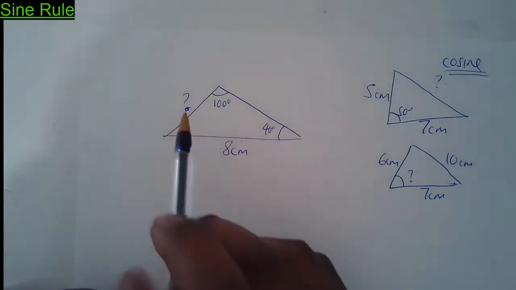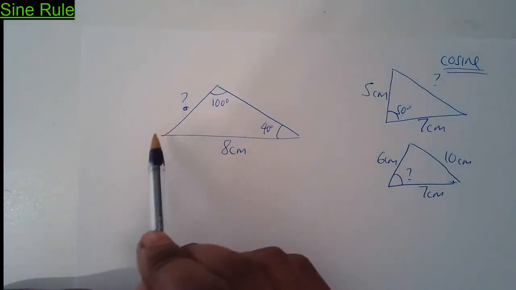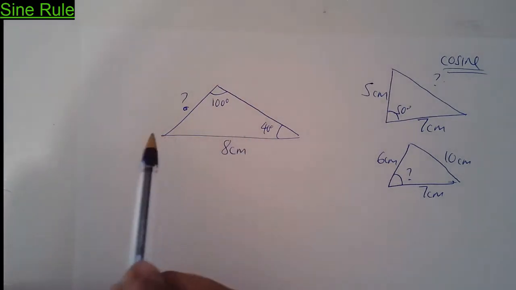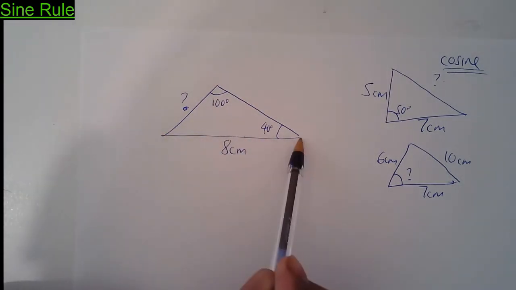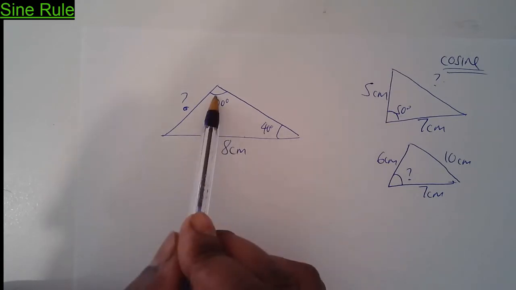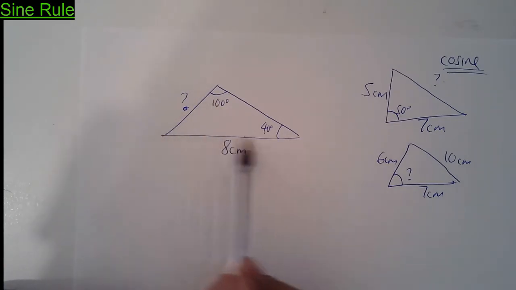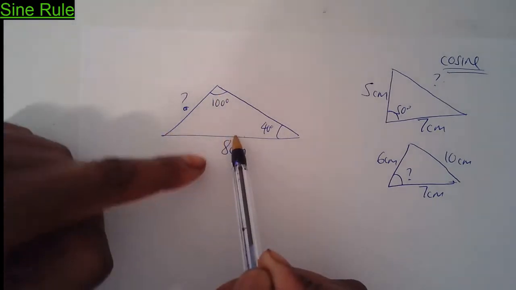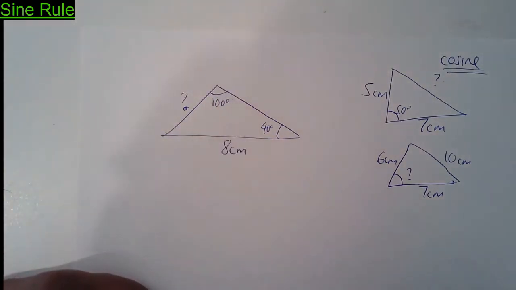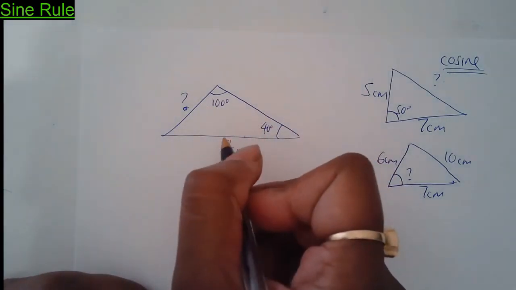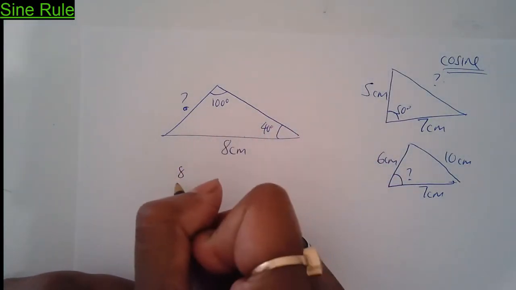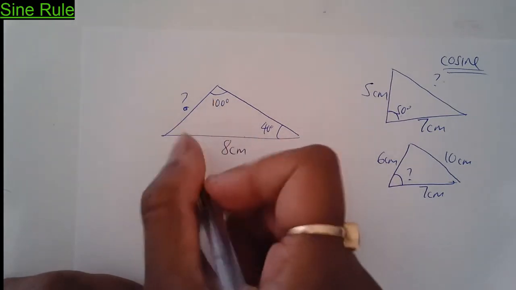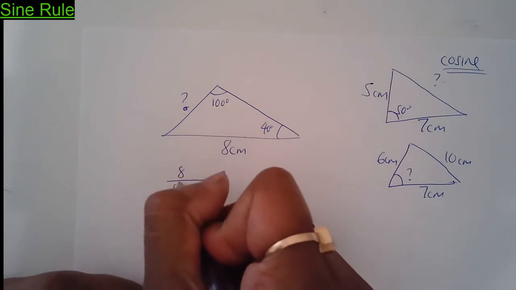For the sine rule, I'm going to pair up a side with an angle. We have here 8 centimeters, that's a side, and that's an angle. Remember, this 8 centimeters is directly opposite this angle, and we say opposites attract. So we can say 8 centimeters is going to pair up with 100 degrees. That's sine 100.